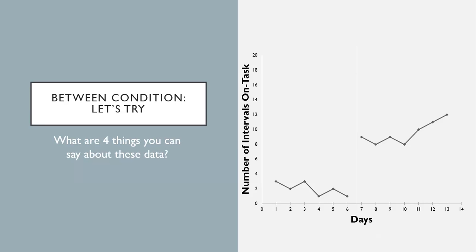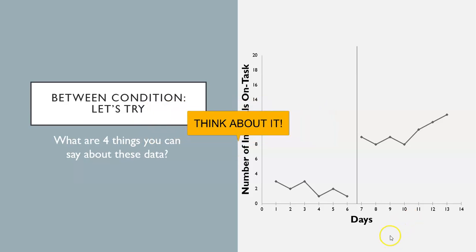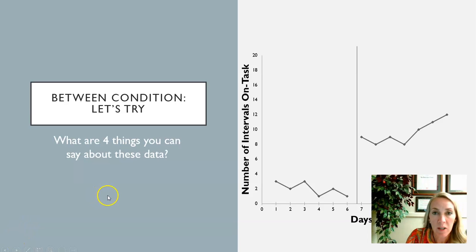Now, let's take a second and look at this graph. What 4 things could you say about these data if you're doing a between condition analysis? Okay, well, first we could talk about level. We could talk about a change in level from about a 2 to a 9. We could say there's an immediate and abrupt change in absolute level from 1 to 9, an 8-point change.